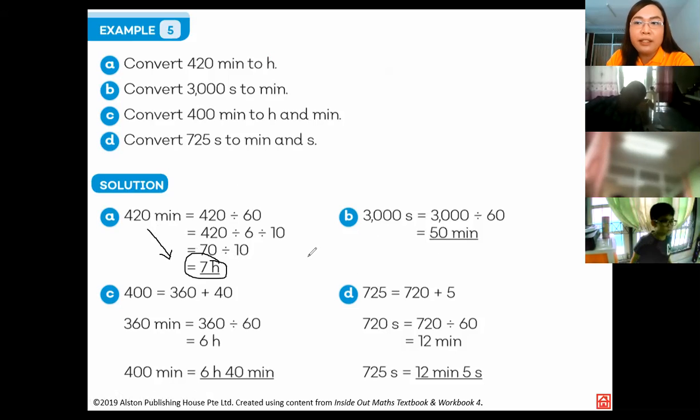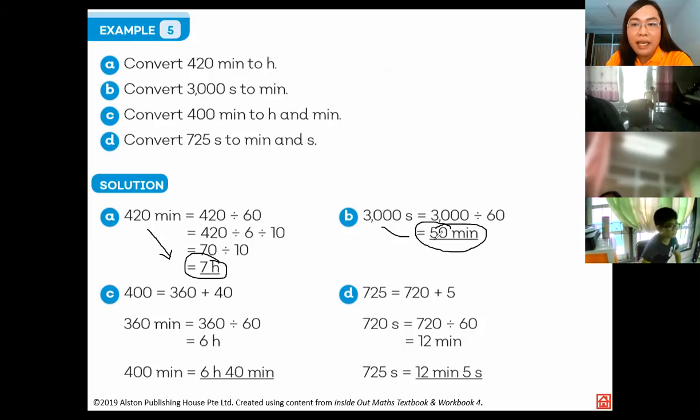Now let's proceed to letter B. So there are 3,000 seconds. So we need to divide it by 60. So 3,000 divided by 60, that will give you 50 minutes. So in 3,000 seconds, there are 50 minutes. Okay, now letter C.